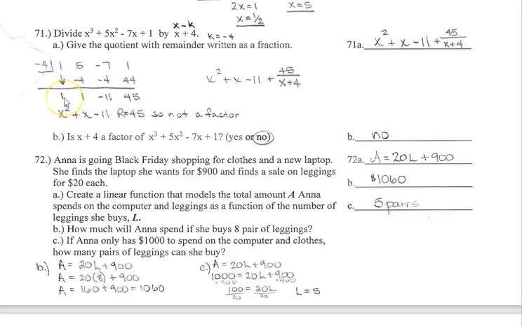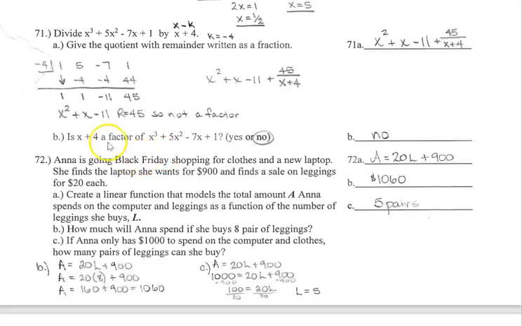So when we start writing our answer, remember that we're always going to start with the power of x that is 1 less than the problem we were given. So this was x cubed, so we're going to start with 1x squared plus 1x minus 11, and this 45 will be our remainder. They asked us to write the remainder as a fraction, so we're just going to take the 45 and put it over what we were dividing by, the x plus 4.